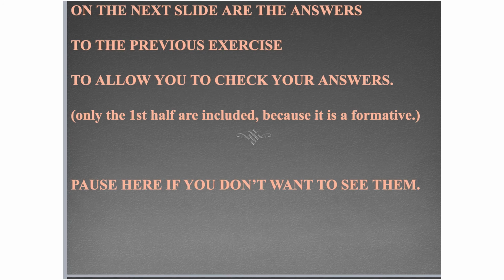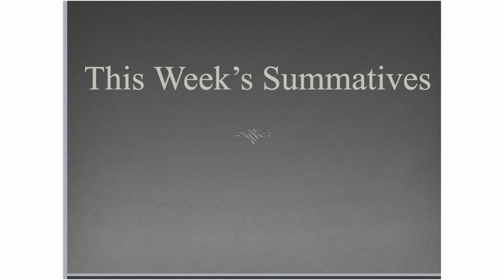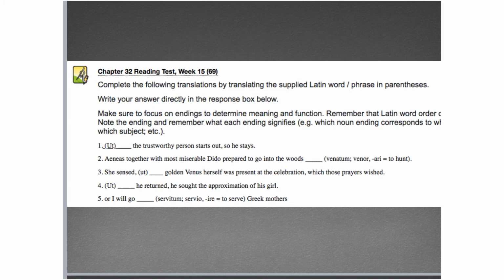So here comes some answers. And then we'll take a look at the summatives. So you're completing the following translation, all right, by translating the word in parentheses. So a lot of this we've sort of already done, all right. So ut, as the trustworthy person starts out, so he stays. All right, I'm going to leave the other 4 to you because there are only 5.